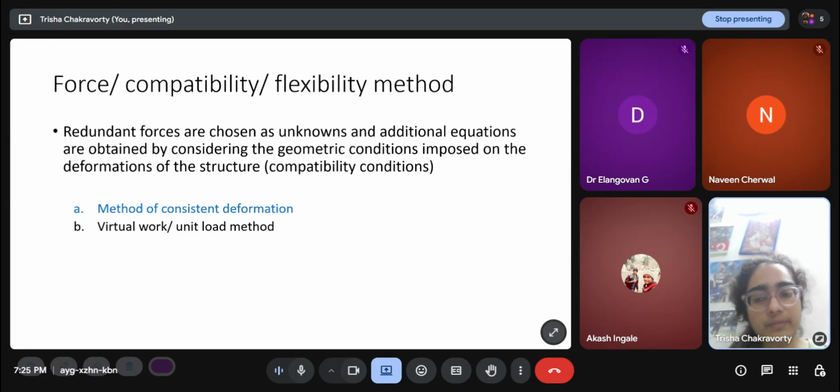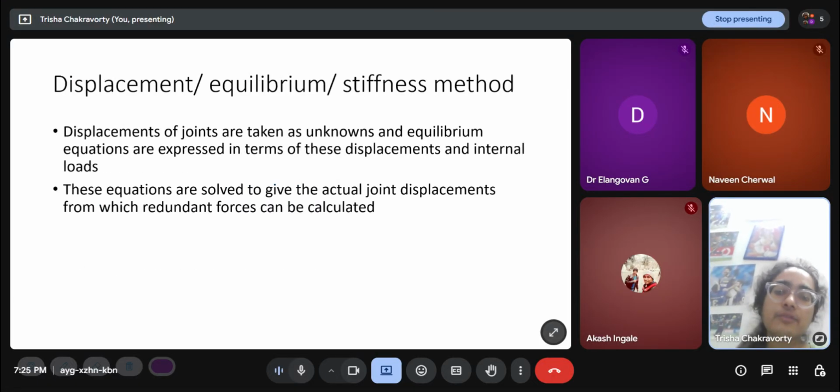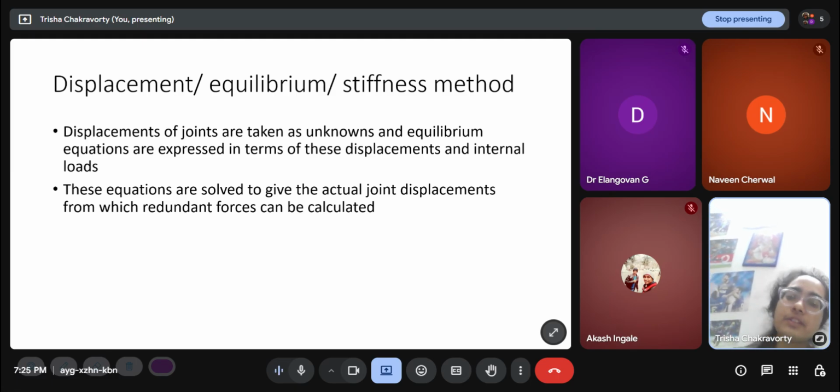Virtual work or unit load method, strain energy method, method of minimum potential energy, flexibility matrix method. Only the first method is generally taught in the UG courses. And stiffness or deflection, displacement or equilibrium methods: displacements of joints are taken as unknowns, and equilibrium equations are expressed in terms of these displacements and internal loads. These equations are solved to give the actual joint displacements from which redundant forces can be calculated. So it is just the inverse approach.